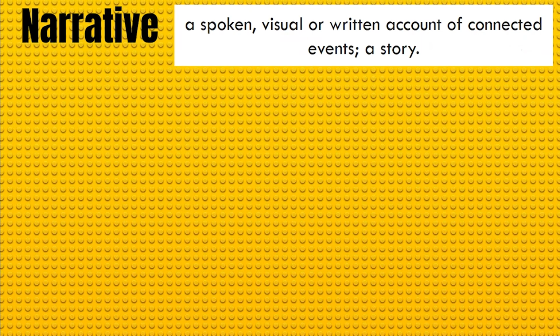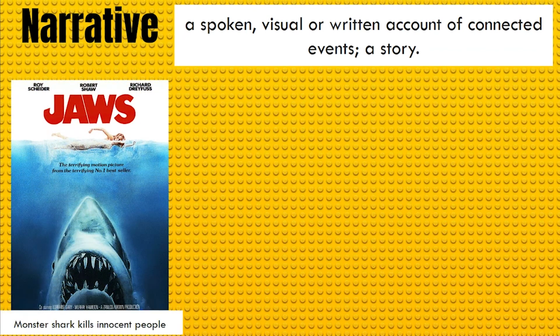Another area of media language that we must consider when talking about film is narrative, which means a spoken, visual or written account of connected events, i.e. a story. Film posters have a really hard time in communicating narrative, as they only have one image to tell us what a 2-hour film is going to be about. But through the written, symbolic and technical codes, they can give us an indication of the basic storyline. So just by looking at this poster, I can tell that this film is about a monster shark that kills innocent people.